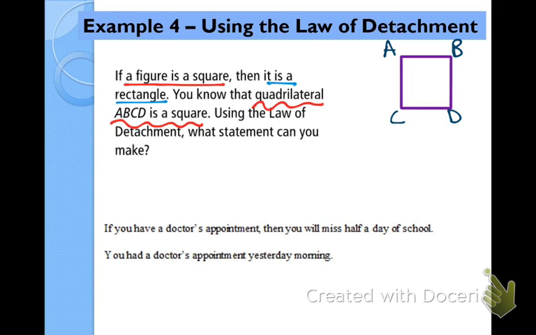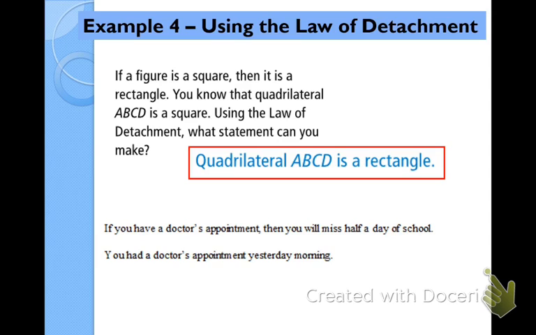Yeah, so don't use the word it. But yes, you're on the right track. Yeah, quadrilateral ABCD is also a rectangle. Okay, so you would take the subject, quadrilateral ABCD, and you'd write it with the conclusion, is a rectangle. So that is the answer that you will write. Quadrilateral ABCD is a rectangle.